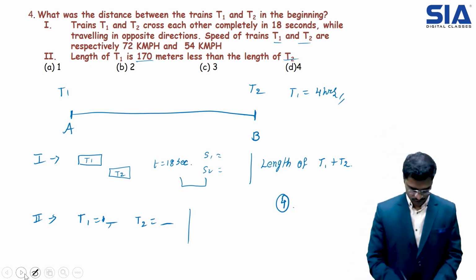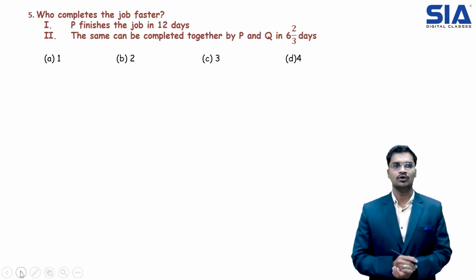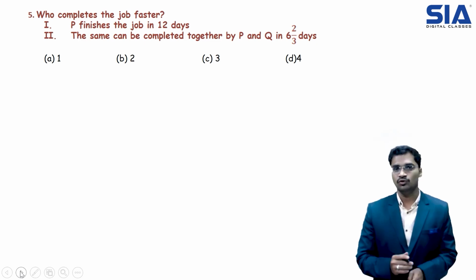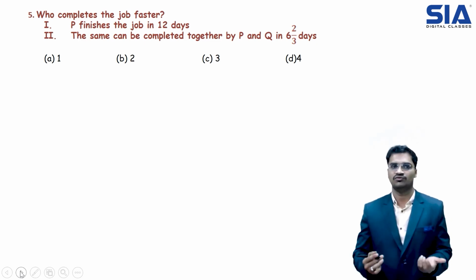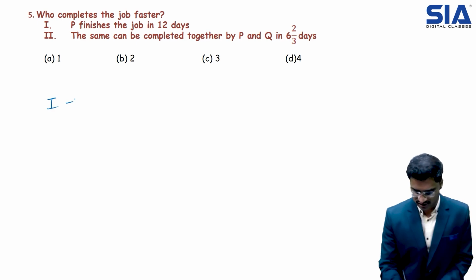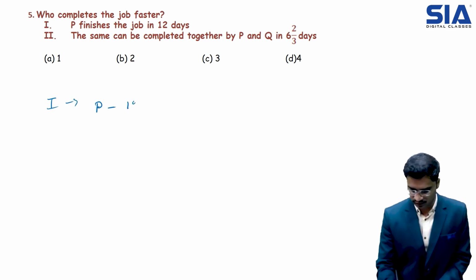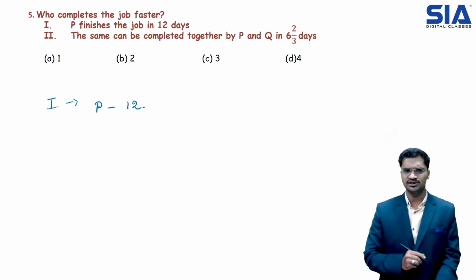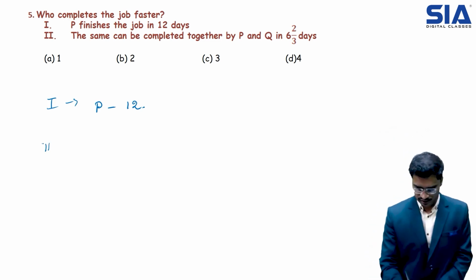Okay. So our next question is: who completes the job faster? So we have to tell who is completing the job faster. The first statement says that P can finish in 12 days. By using statement 1 alone, can I answer the question? No. Let us use the second statement.